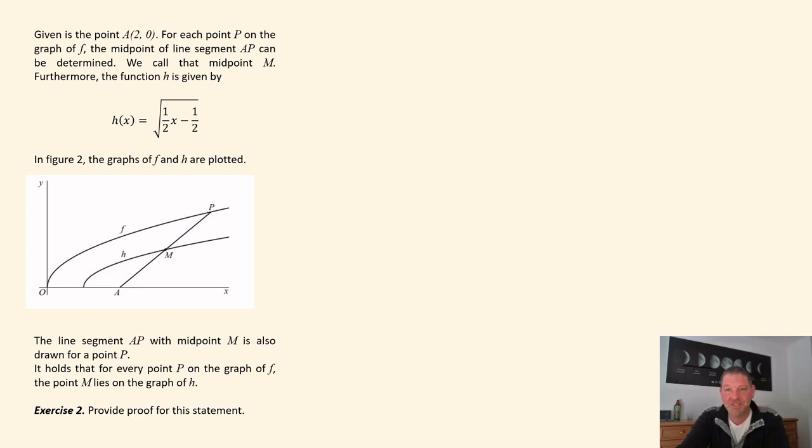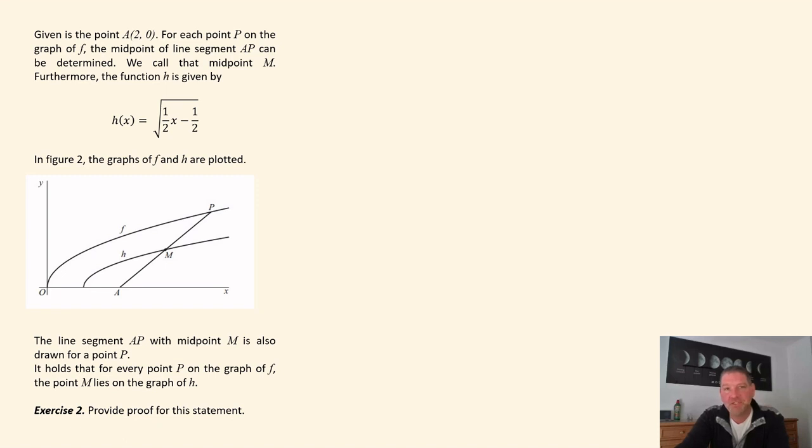Now this question in this final exam consisted of 2 parts, and here's the second part. Let's carefully read the problem first. Given is the point A with coordinates 2, 0. For each point P on the graph of f, the midpoint of the line segment AP can be determined. We call that midpoint M.